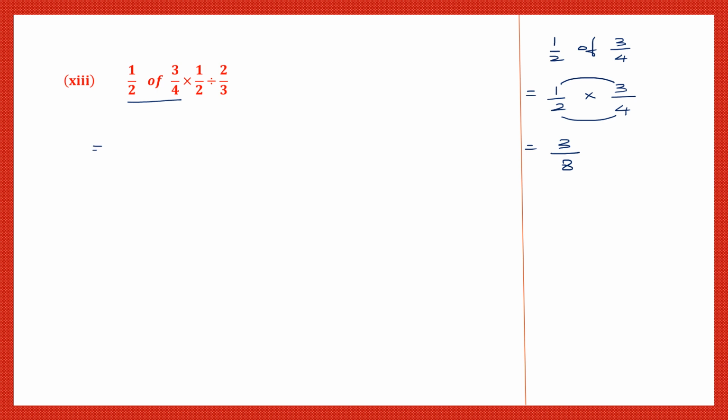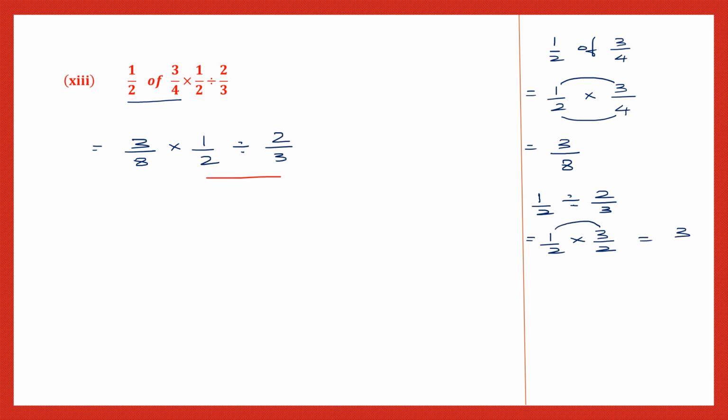So here we have 3 by 8, and we'll write the rest as it is, into 1 by 2 divided by 2 by 3. So now we have multiplication and division, and we have to do division before multiplication. So let's do that. That is 1 by 2 divided by 2 by 3. So this will be 1 by 2 into 3 by 2. Now here also there's nothing to cancel, so we multiply the numerators. 1 into 3 is 3 and 2 twos are 4. So we have 3 by 4.